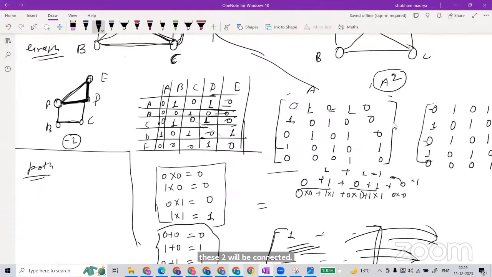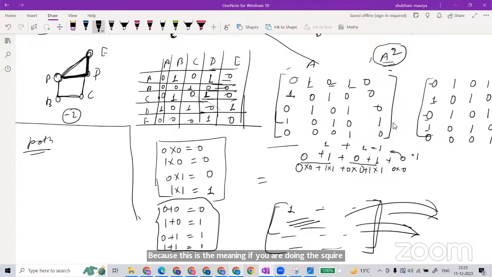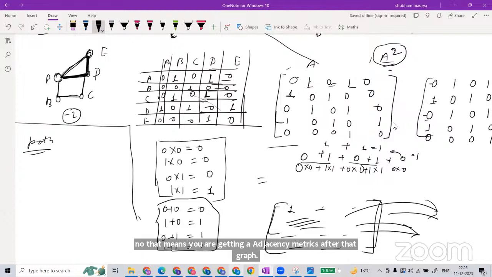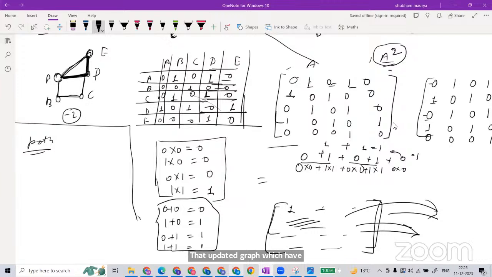If you are doing the square, that means you are getting the adjacency matrix of that updated graph, in which you connect those two vertices which have a path of length 2. Those two vertices you will connect, because you see that the path is 2.